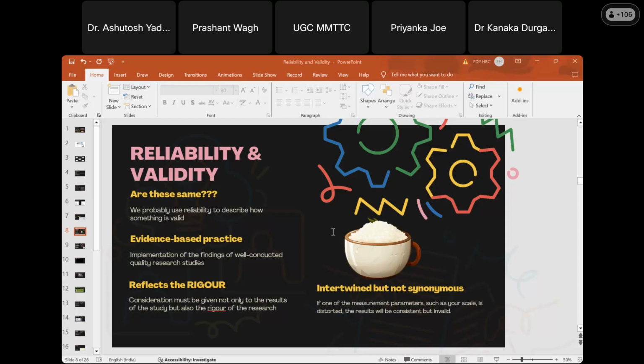Now, evidence-based practice includes, in part, implementation of the findings of well-conducted quality research studies. So, being able to critique quantitative research is an important skill for researchers. And consideration must be given not only to the results of the study, but also to how much rigor has been applied in the research. And this rigor refers to the extent to which the researchers worked to enhance the quality of the studies. So in quantitative research this is achieved through measurement of the two concepts, the validity and reliability.